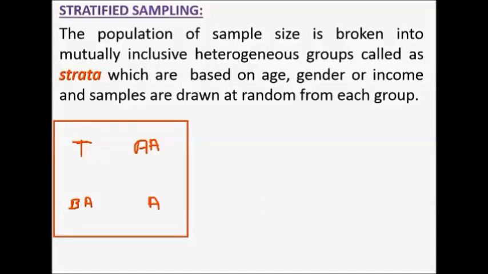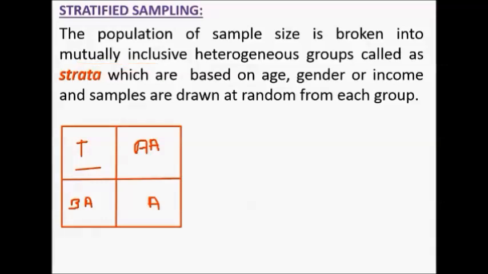If you have to apply stratified sampling on this sample, then how will you pick your sampling units for interview? Just divide this group into mutually inclusive heterogeneous groups. So intra-group, meaning within the group, they are mutually inclusive. For intergroup, from one group to another, these are heterogeneous groups. So you have to divide your sample in this way. These groups will be called strata. T is one stratum, AA is one stratum, below average is one stratum, average is one stratum, which are based on age, gender or income.